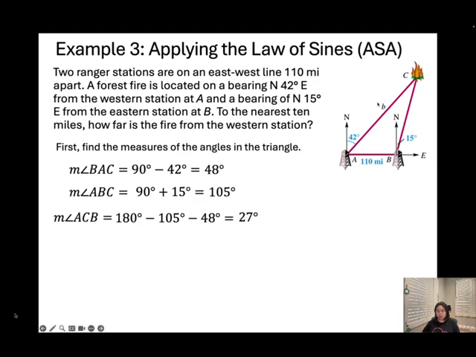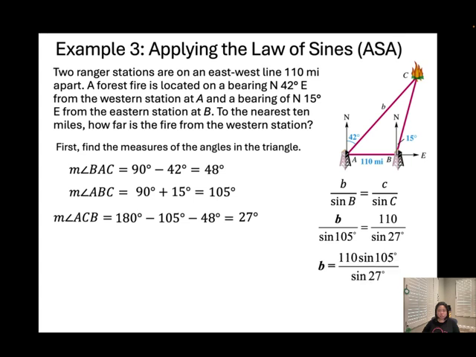Okay, now we want to find out the side b here. So we know angle C, we know the side c here, and then we know the angle B, and we want to find out the side b here. So law of sines. Plug in the information. Simplify it. Use your calculator. So you should get 234 miles.